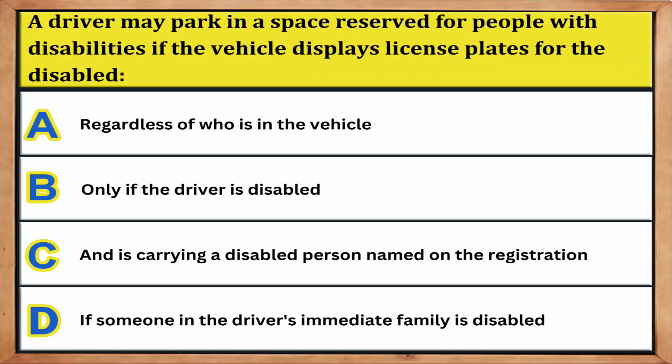Next question. A driver may park in a space reserved for people with disabilities if the vehicle displays license plates for the disabled: A. Regardless of who is in the vehicle. B. Only if the driver is disabled. C. And is carrying a disabled person named on the registration. D. If someone in the driver's immediate family is disabled. The correct answer is C. And is carrying a disabled person named on the registration.